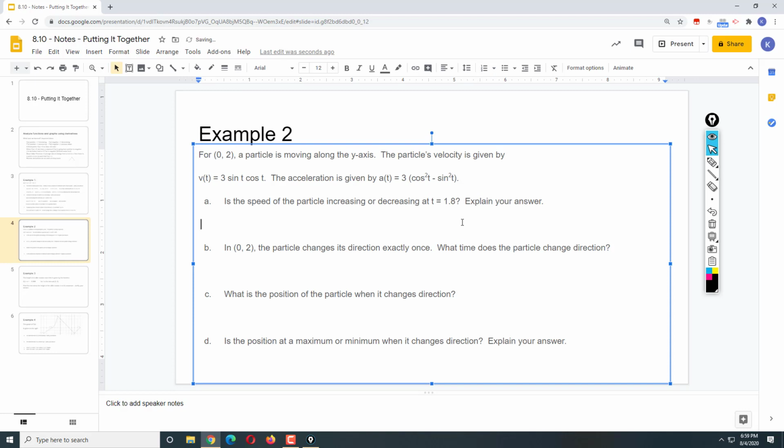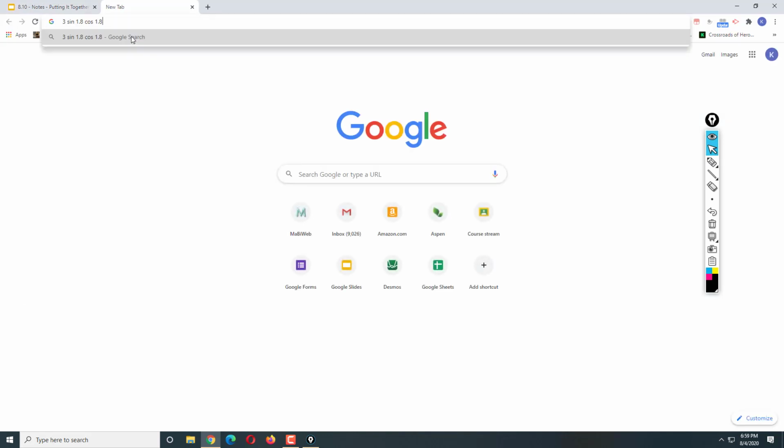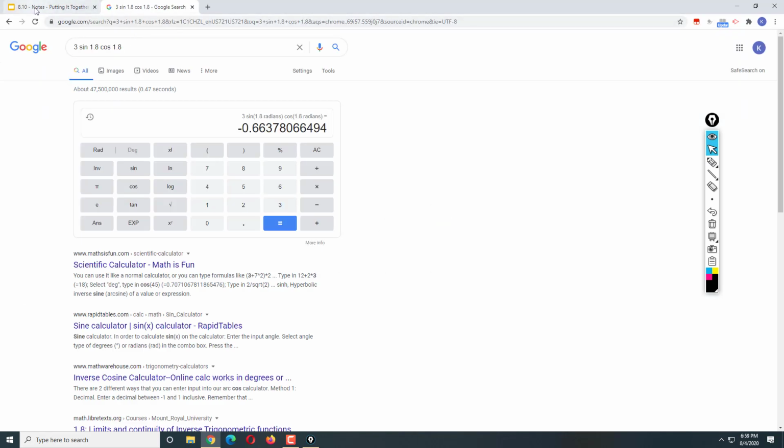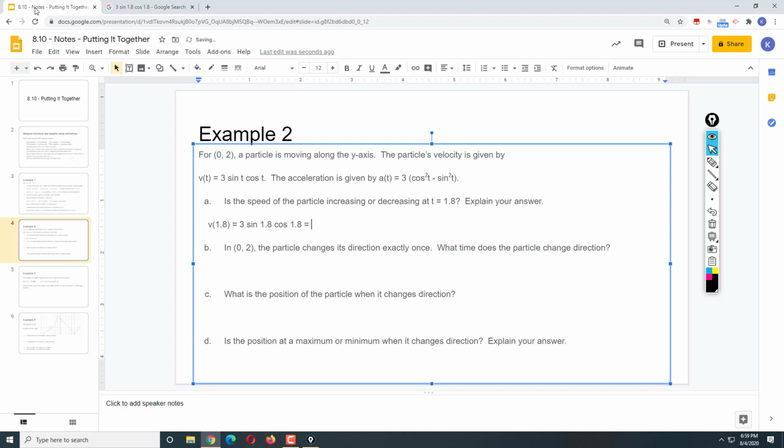Explain your answer. If you look at the velocity, v at 1.8 is equal to 3 sine 1.8 cosine 1.8. When we plug that into Google, we get negative 0.66, which is negative. That's the key. So velocity is negative. The acceleration at 1.8 is equal to 3 cosine 1.8 squared minus sine 1.8 squared.